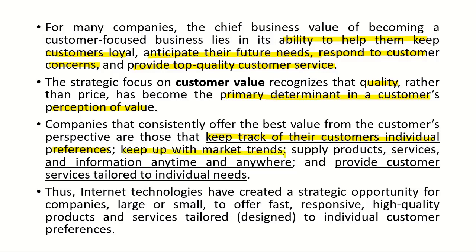and put it in a database. Keep up with the market trends, another link that will keep them updated. There must also be a display for supply products, services, and information anytime and anywhere. And provide customer services tailored to their individual needs.